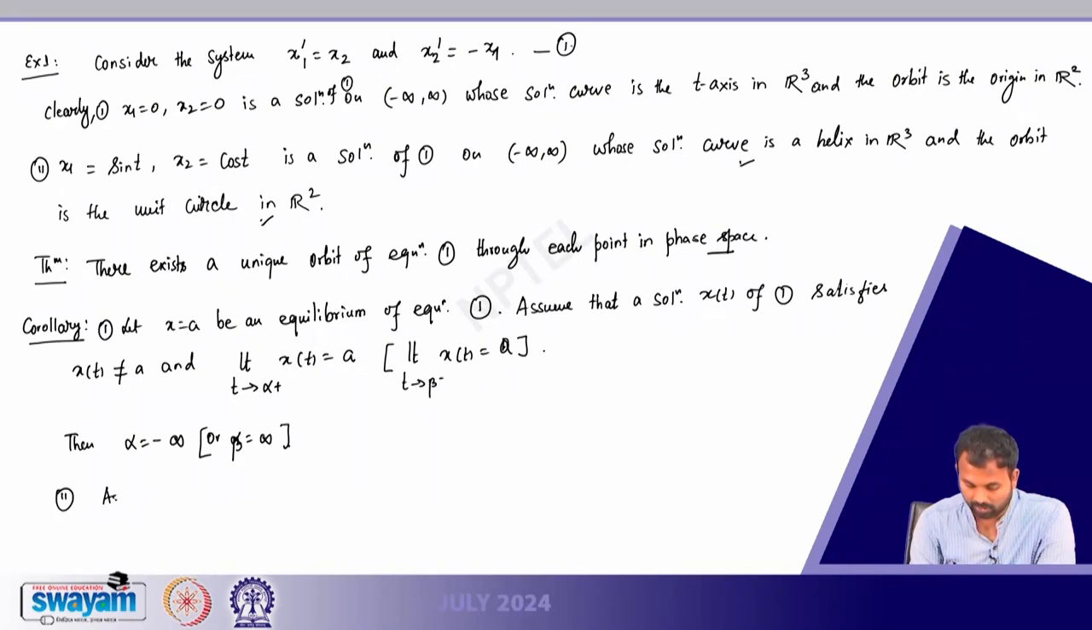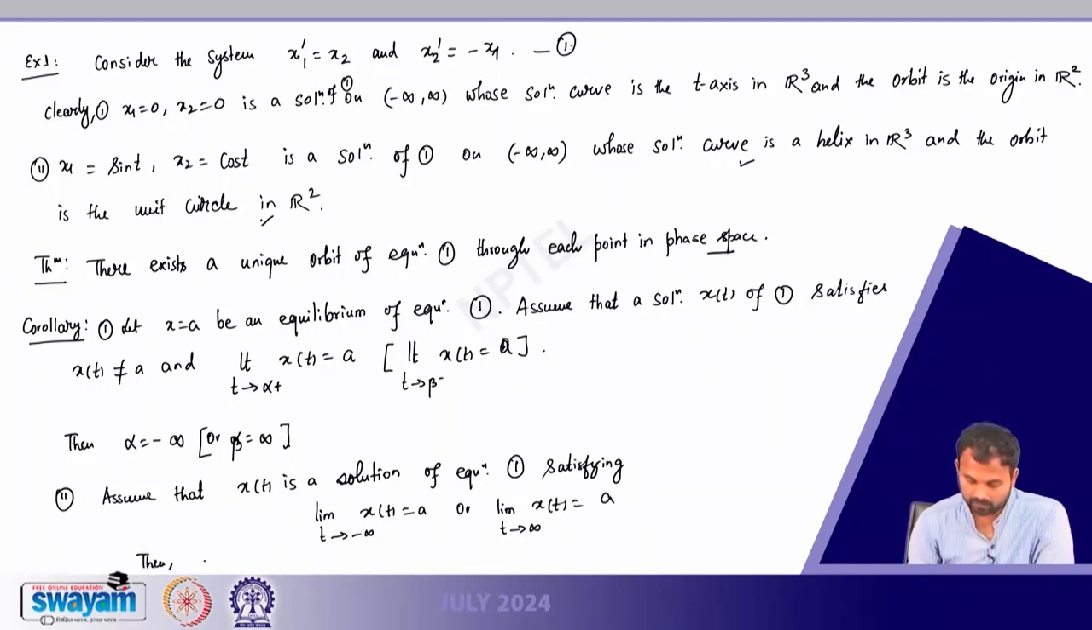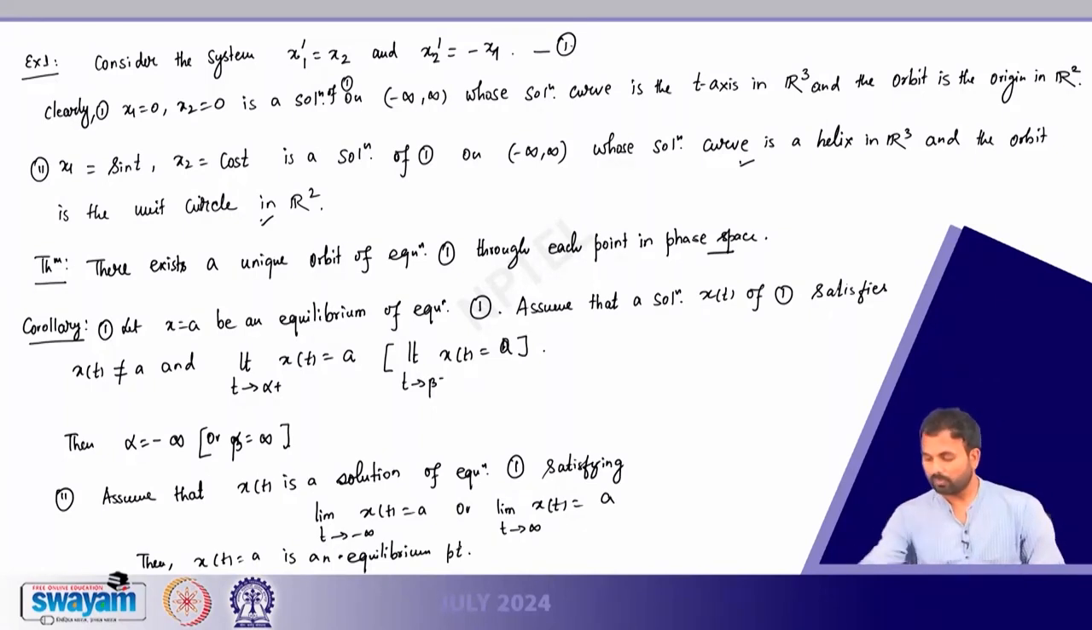The second corollary is: assume that x(t) is a solution of equation 1 satisfying limit t tends to minus infinity of x(t) equals A, or limit t tends to plus infinity of x(t) equals A, then x(t) equals A is an equilibrium point. Right. Okay.